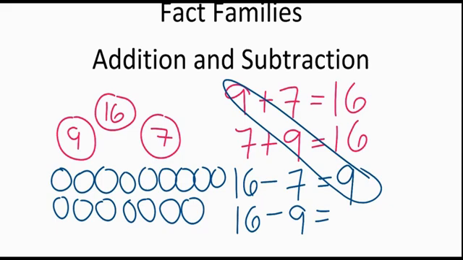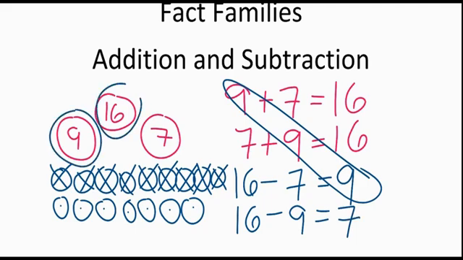Let's look back at our circles over here. Instead of crossing out 7, we are going to cross out 9, because we're taking 9 away from 16. 1, 2, 3, 4, 5, 6, 7, 8, 9. How many do we have left? 1, 2, 3, 4, 5, 6, 7. Well, there you go. Every single number from our fact family over here is over here.